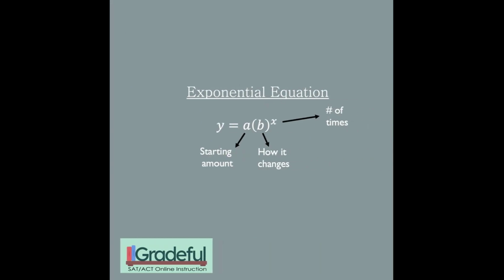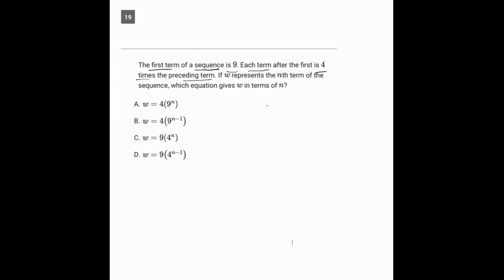Just to review the exponential equation, there's a starting amount, which is your A. It's changing by some amount, which is the B, and X is the number of times that all happens. So here, we can kind of model this after the exponential equation. We can say the first term is 9, and we're multiplying by 4 every time, and n is kind of the number of times that happens in a sense. But this actually won't work, and let's show you why.